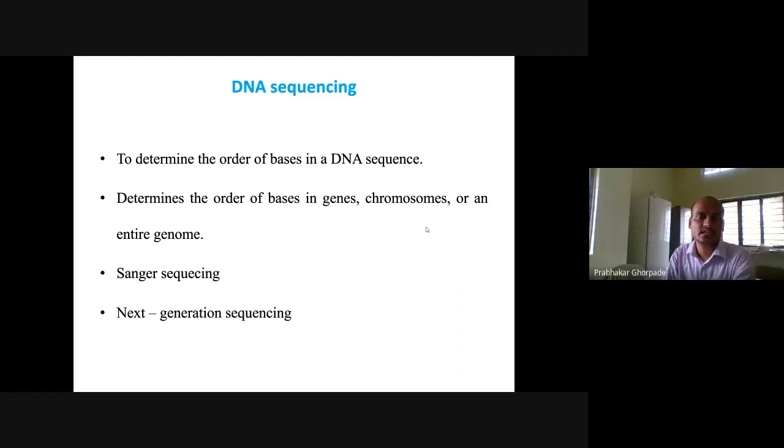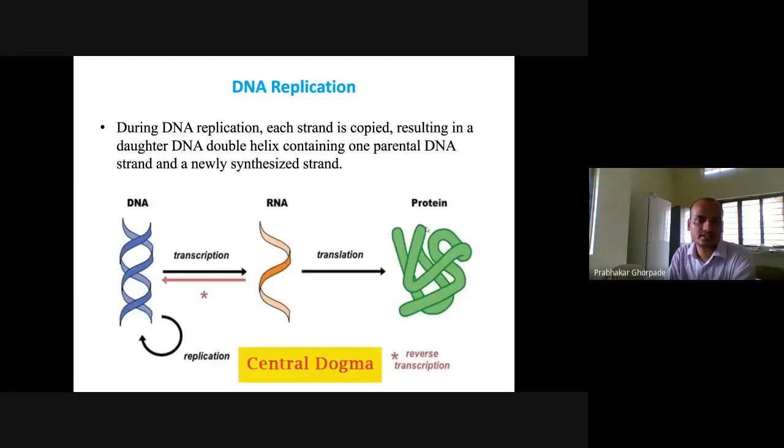There is a DNA sequencing application. Here the objective is generally to determine the order of bases in a gene, chromosome, and entire genome. Sanger sequencing can be used for determining the sequence of DNA. Likewise, nowadays there is next generation sequencing. People talk about next generation sequencing, metagenomics, single cell sequencing. The objective is to know the sequence of the DNA.